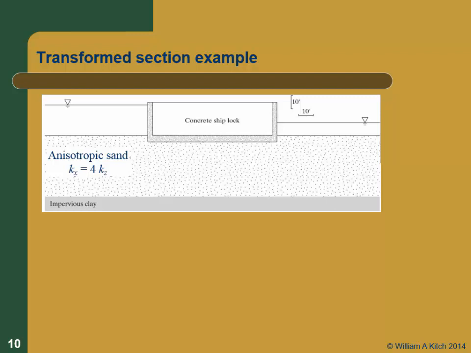So here's another flow net similar to the previous one, and I've drawn the dimensions in here to make this clear. So that's 10 in the x and 10 in the z direction. And the horizontal hydraulic connectivity is 4 times the vertical. We've done some pump tests and we know that. Well, the first thing I'll do is determine my transform scale. So the transform scale is the square root of kz over kx. So it's the square root of kz over 4 times kz, which is the square root of 1/4, which is 1/2.